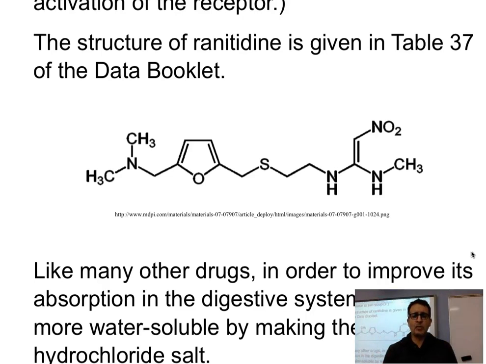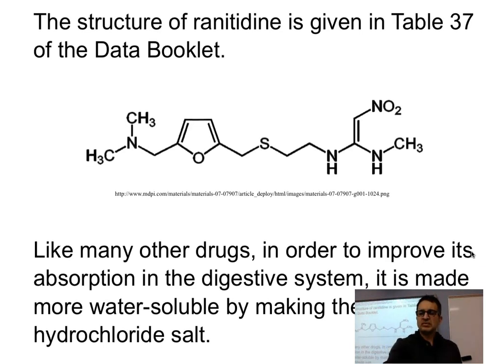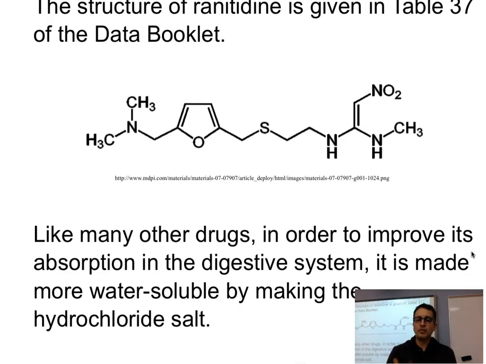Okay, it's pretty complex, but this molecule actually binds nicely onto this histamine H2 receptor. Now you can see it has some polar areas, but it's not terribly polar. There are a number of CH2 bonds in there. Sorry, we're going to make it a little bit more polar in order for it to absorb easily in the stomach. And so we do this by making the hydrochloride salt.